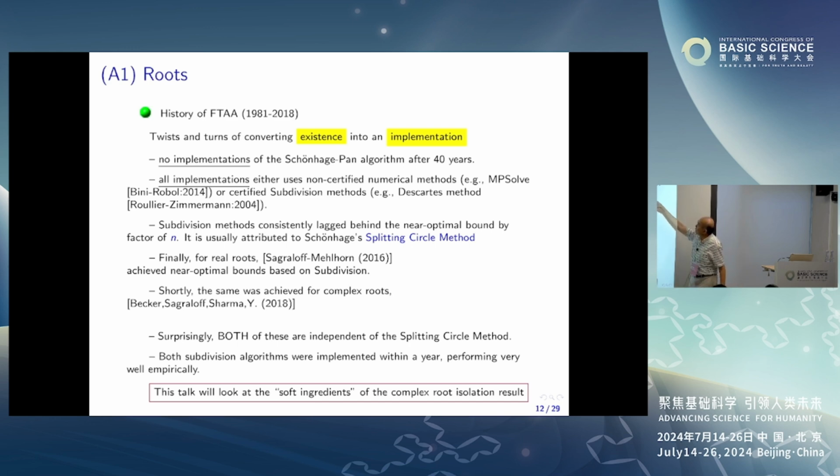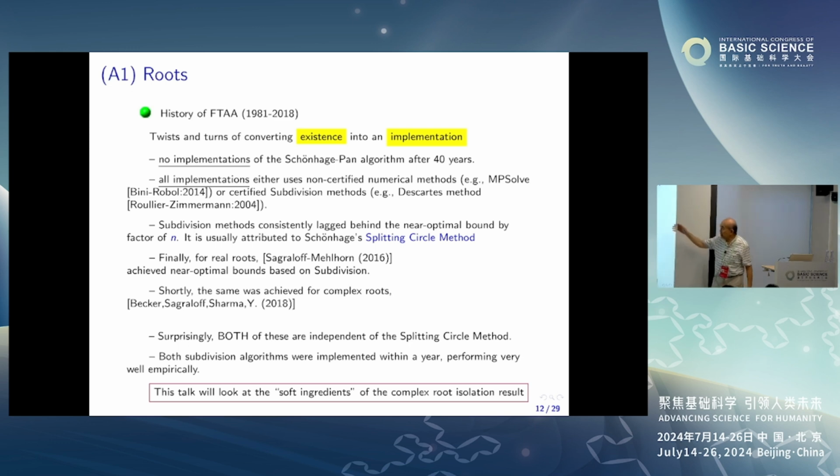And all the certified algorithms are based on subdivision. Basically, if you want to find real roots, you subdivide, subdivide, subdivide, using Sturm sequences, using Descartes' rule of sign. They're certified, but if you look at the complexity, they're always about order n less than the optimal. But finally, in 2016, this was broken. Finally, using subdivision, we can reach this kind of methods. And in 2018, I'm involved in this second work. Even for complex roots, we can do it. And the two algorithms are very different. Real roots and complex roots, fairly different techniques.